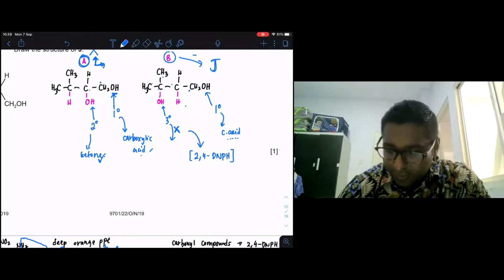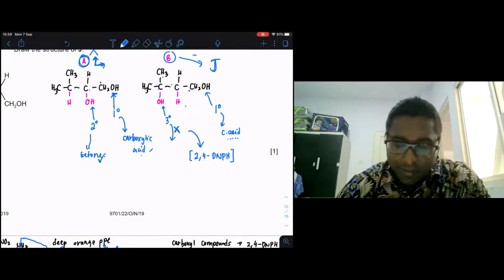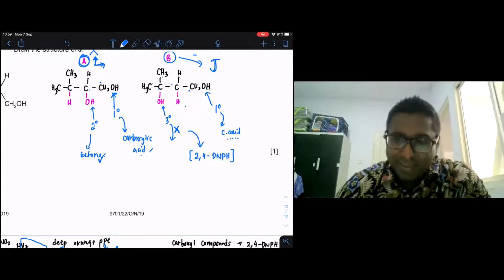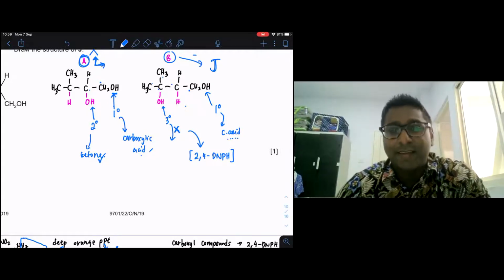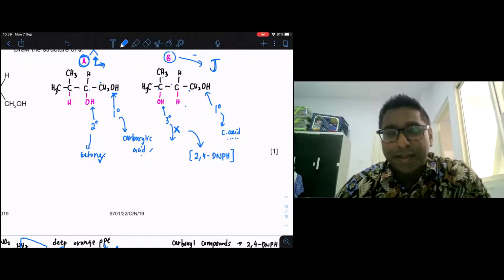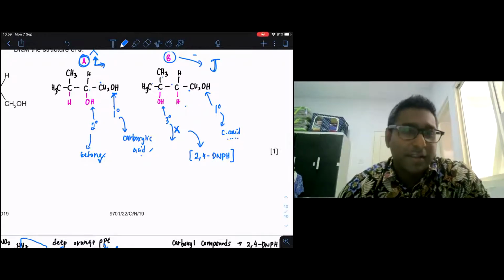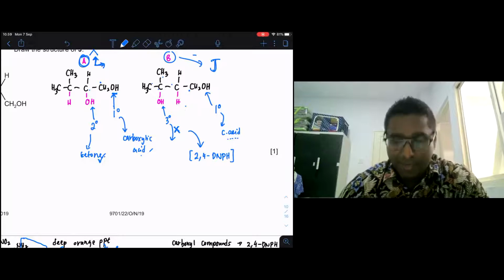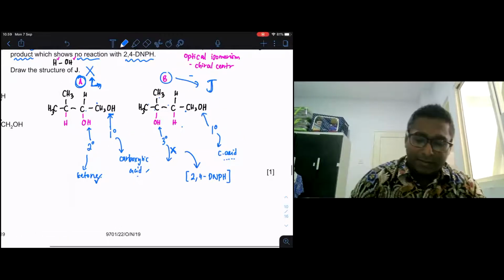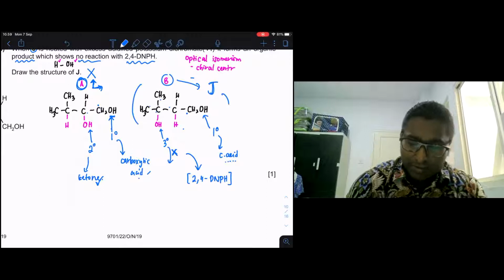The signal is not clear, yeah? No. Definitely no. Okay, so it's actually a carboxylic acid. They do not give you the reaction with 2,4-DNPH. Alcohol, definitely no reaction with 2,4-DNPH. So we can confirm that this is going to be the structure of J.